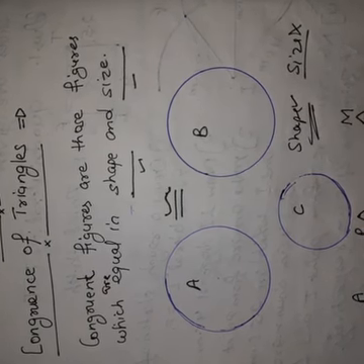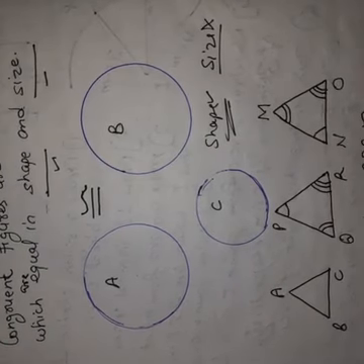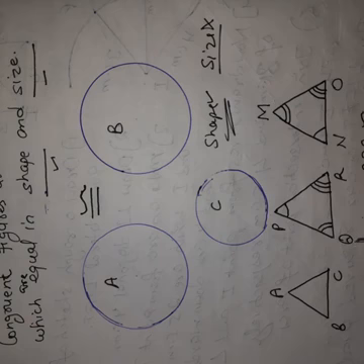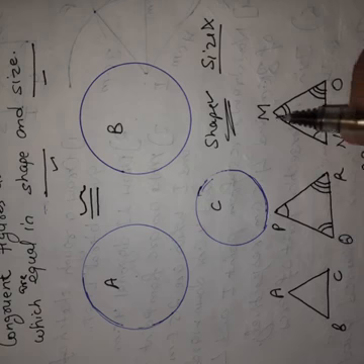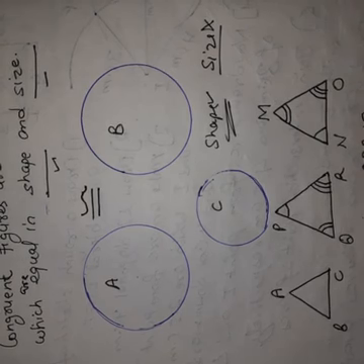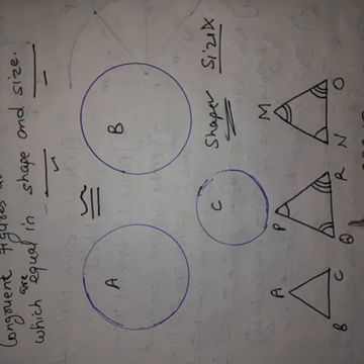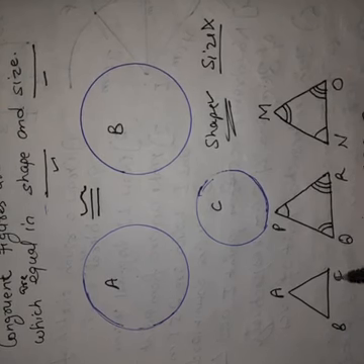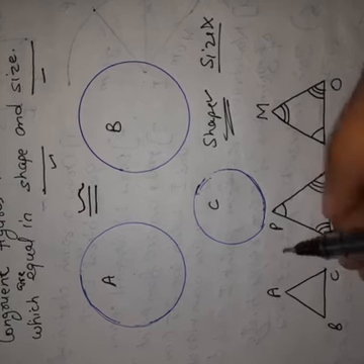Now we will apply this congruency in our triangles also. In this chapter we will learn what are congruent triangles, how we can prove two triangles congruent. So I have drawn some figures like figure A, B and C, P, Q, R and M, N, O. Let us see which figures are congruent. So it is also clear from the image that triangle ABC is smaller than triangle PQR. So they have shape in common.